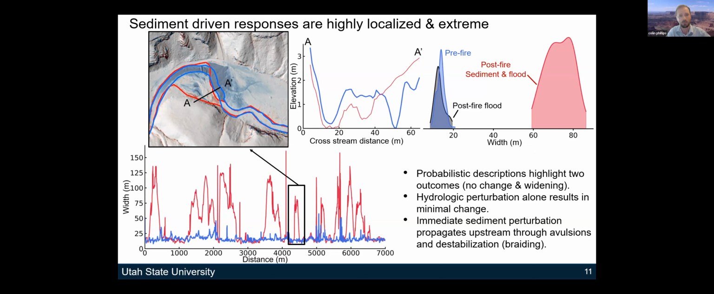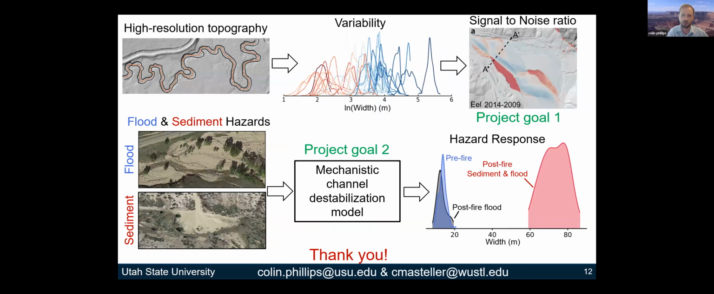So in this case, right, debris flows come in, dam it up, the channel switches and avulses, and there's quite a bit of destabilization. So what we're working on, and where I think the biggest open questions remain, is that, right, we've developed some tools to extract high resolution topography.